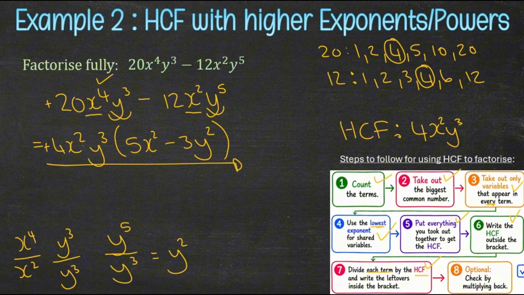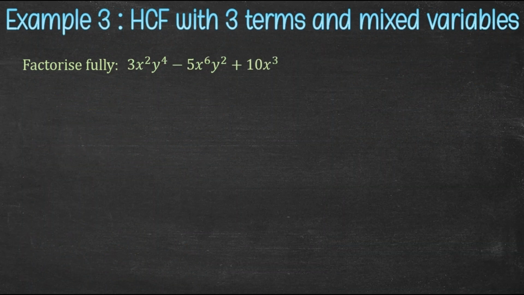Now step 8 is optional, and that is to check by multiplying back. So you will take this monomial here, and you will multiply it with each of the terms that's inside this bracket to check and see if you get back to this original expression over here. Example 3 is the last example for this video.